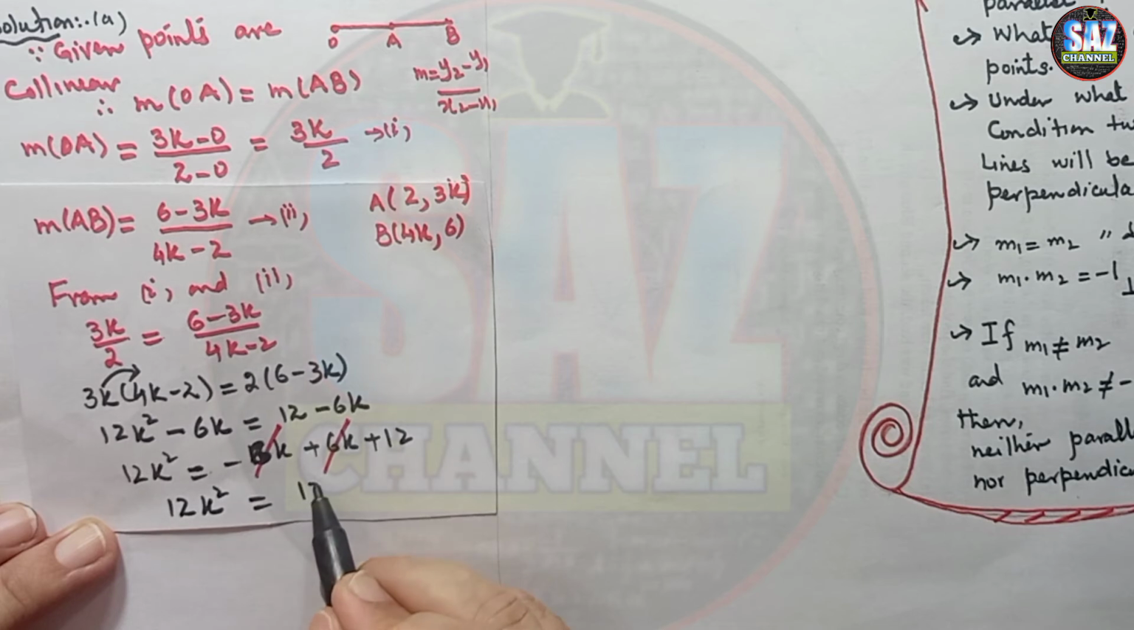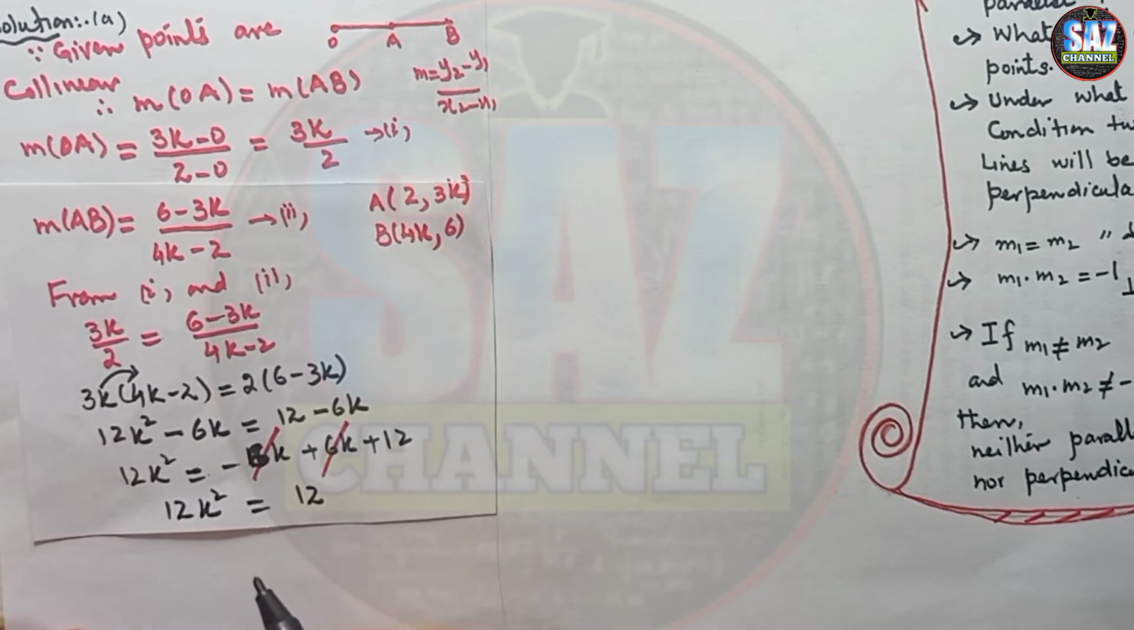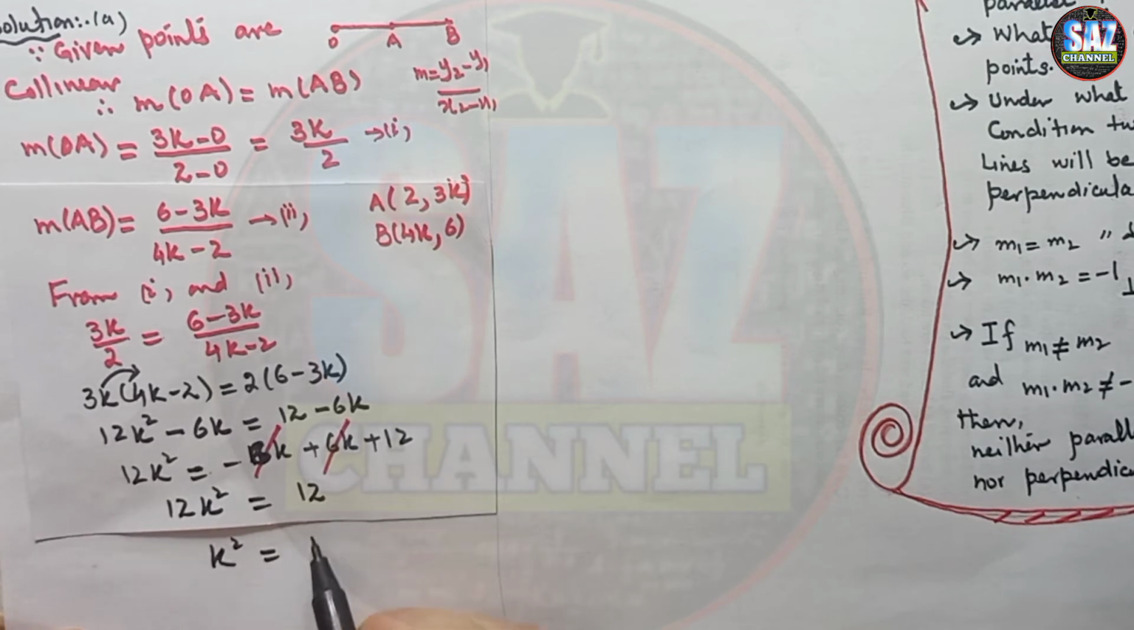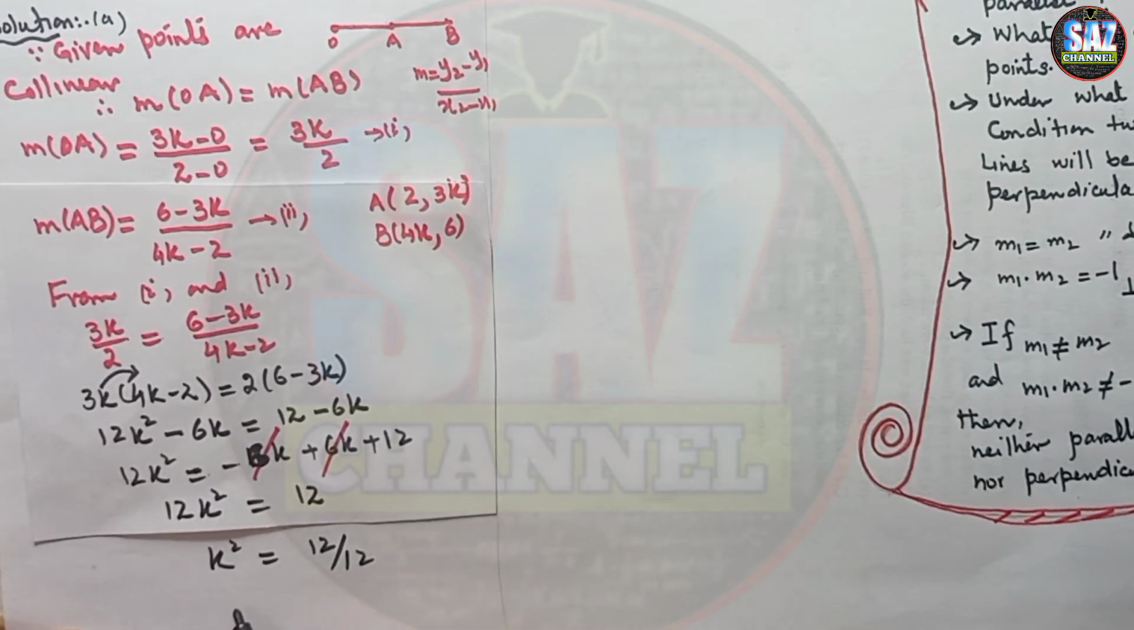12k square equals 12. Now I have to shift 12 to the other side: k square equals 12 by 12, or k square equals 1. Then in order to get the value of k, I have to take the square root, so k equals plus minus 1. I hope you are clear about this condition, and let's move to the next part.